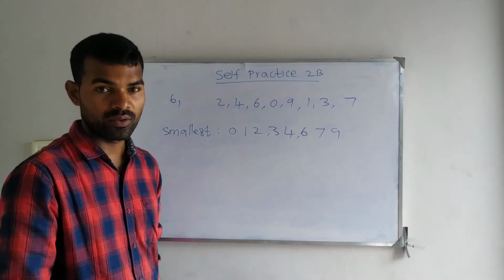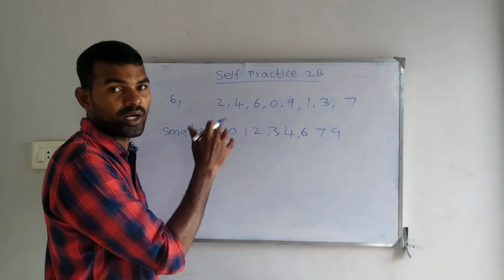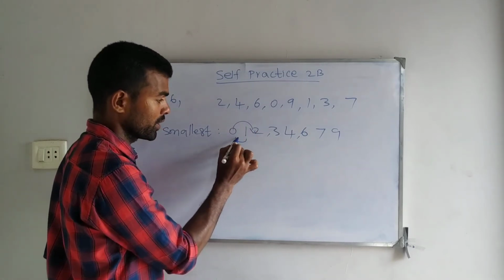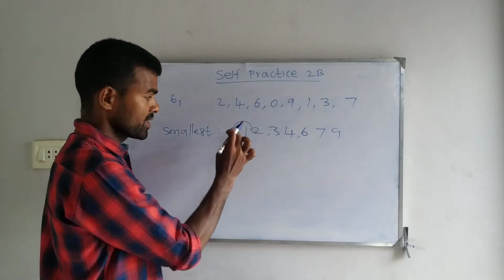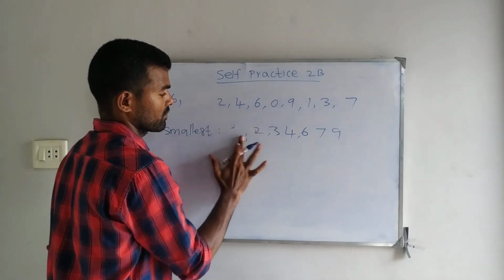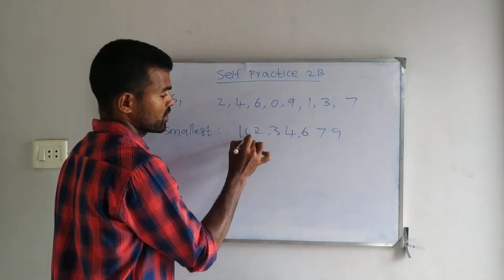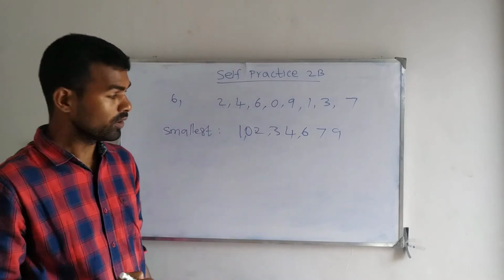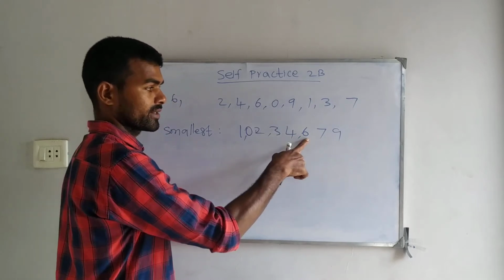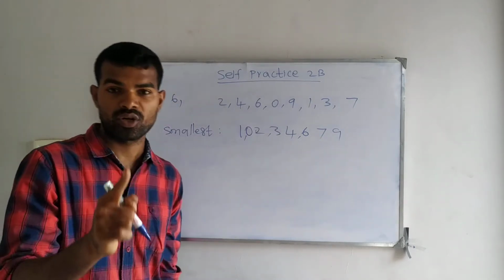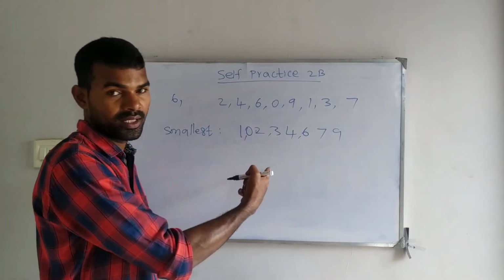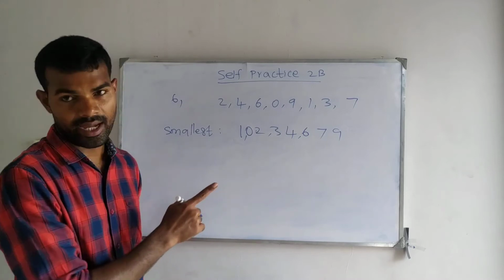So what we have to do, if the 0 comes first, we have to shift this 0 to here and this 1 to here. Just shift it, okay? 0 goes there and 1 comes in front. 1, 0. Now you can read it: 1,03,46,79. When 0 comes first, just make the 0 go to the second place. Okay, understand? This is the answer.